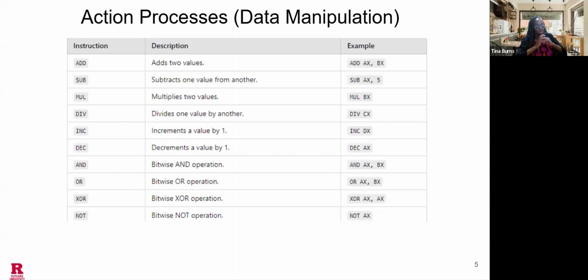Now, here are some of our action processes and what they look like in assembly code. The column here on your left is the instruction, such as add or subtract, multiply, divide, increment, decrement, and your bitwise operations such as and, or, and not. When we look at the add operation, for example, we have some samples shown on the side for this assembly code.